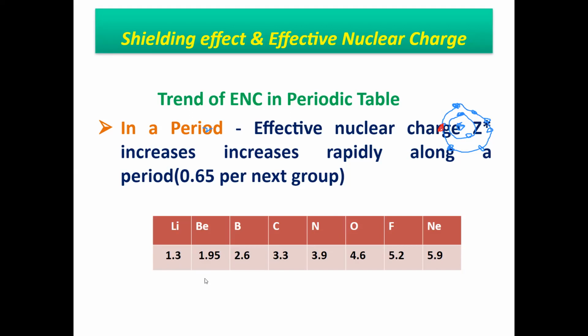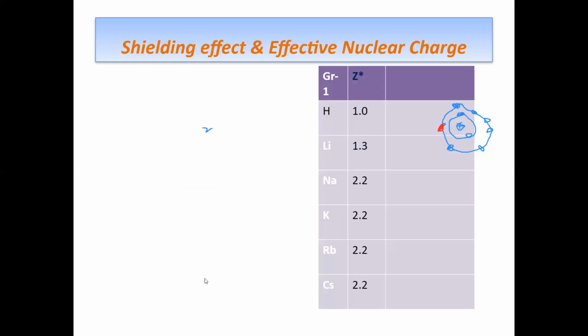So now observe groups, from top to bottom. I'm taking the first group: hydrogen, lithium, sodium, potassium, rubidium, cesium. The effective nuclear charge for hydrogen is 1. Why only 1? Why not less? Can you guess? Because there is only one electron. Very good. There are no inner electrons, so the sigma value is 0.